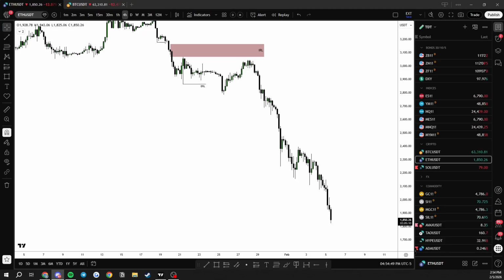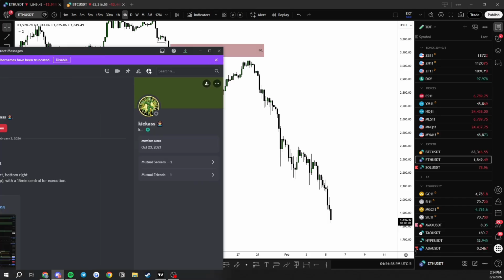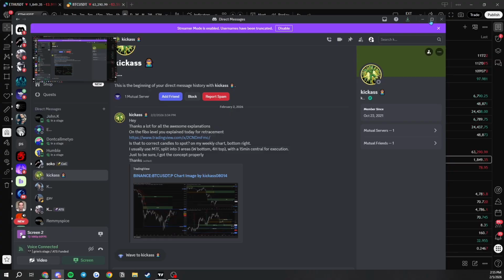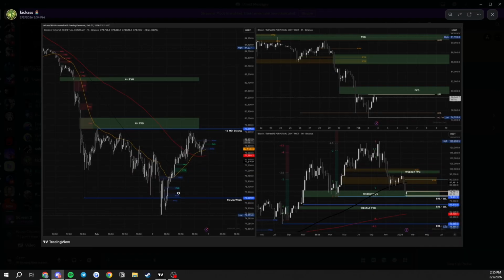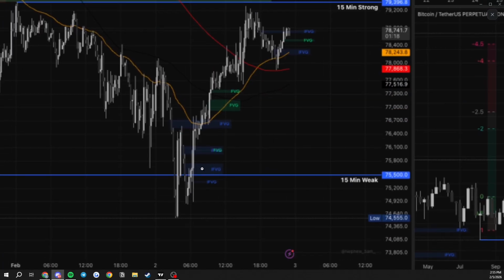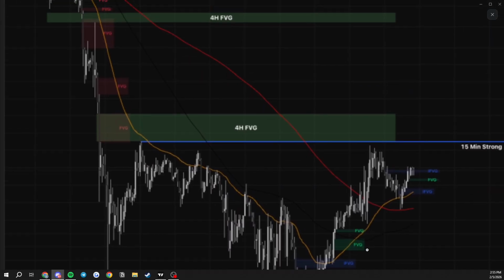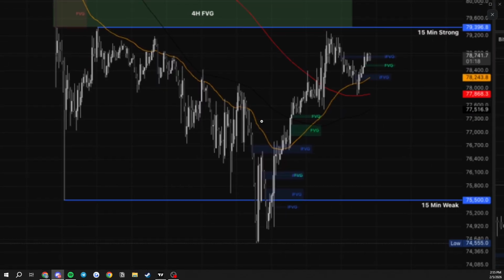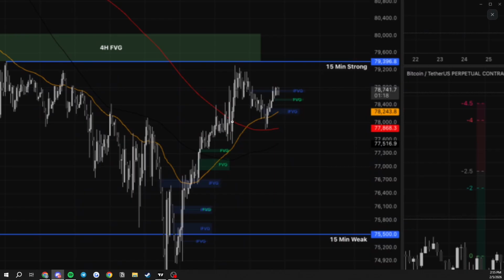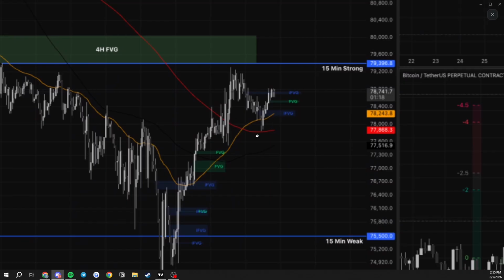Let's see who else. Who else DM'd me? Kickass. All right, cool. Let's check out Kickass's chart. All right, we got a nice dark mode chart. Okay, we got some inversions down here. I think he's using nephew Sam's indicator, or are you drawing these yourself? Looks like the indicator.